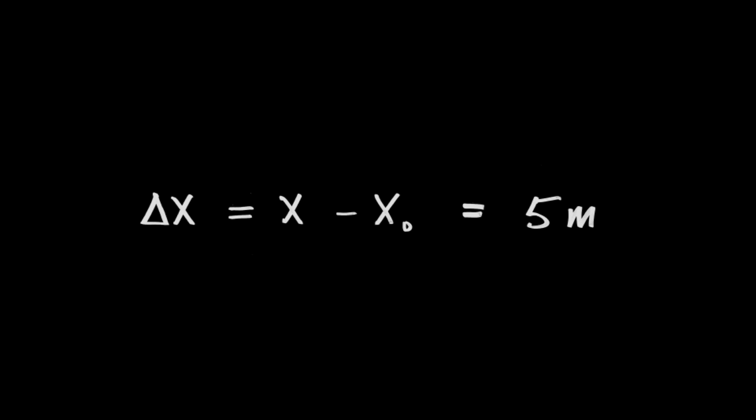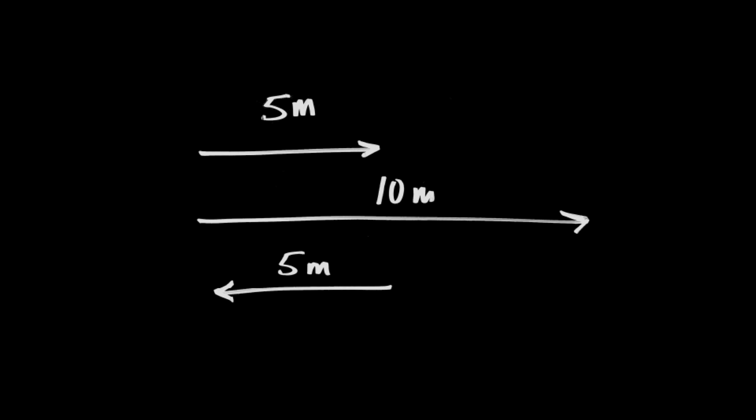I would like to suggest that there's another way that I could express that. Instead of writing plus 5 meters, I could draw an arrow on the board that points in the direction of the displacement.